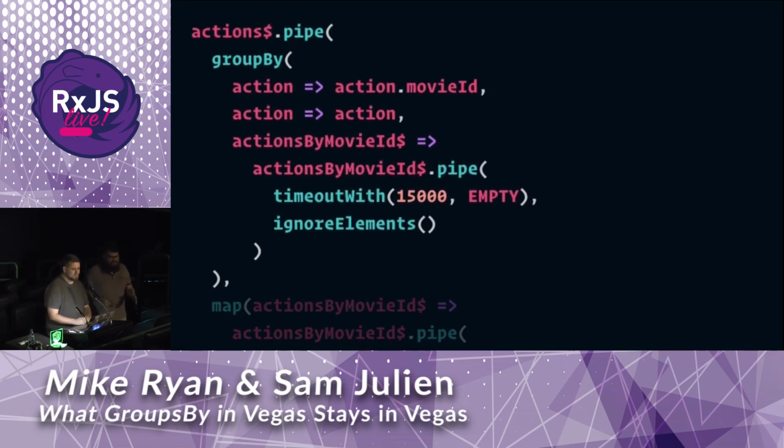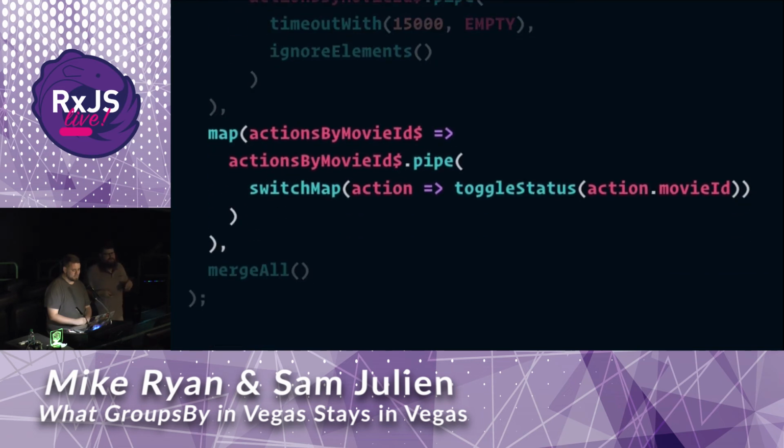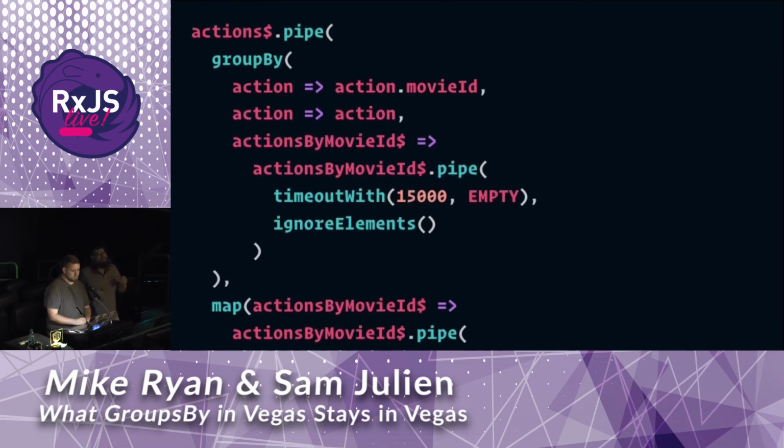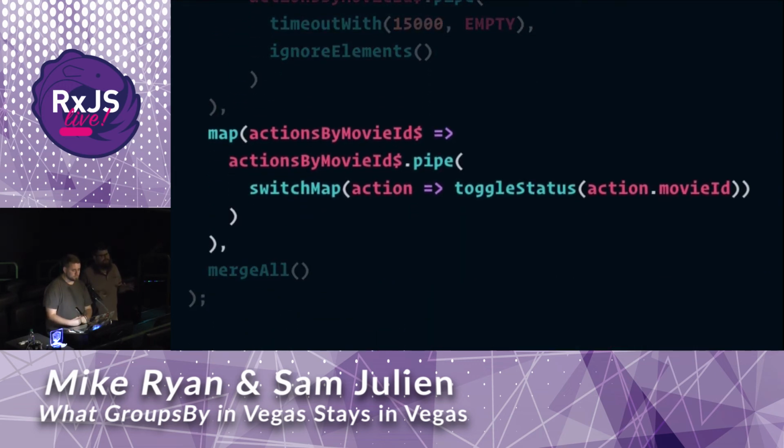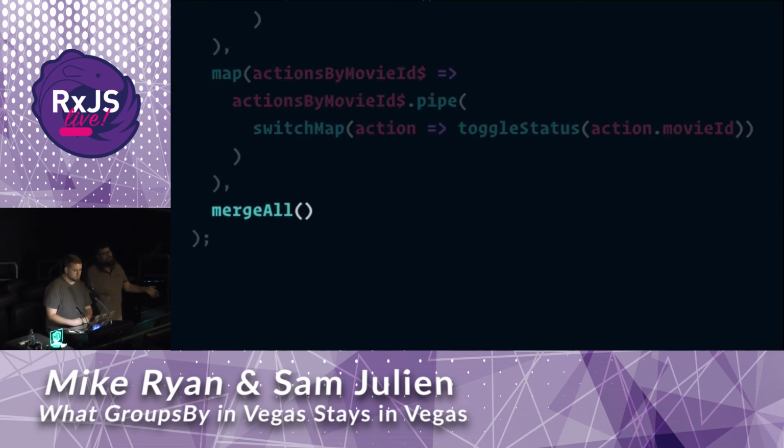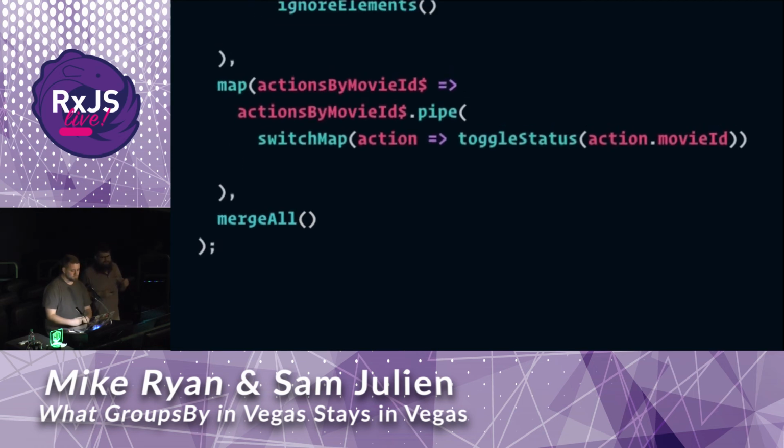So GroupBy, again, we're grouping by, back up. Okay, we've grouped our movies by ID, and then we're cleaning up our groups after 15 seconds and not having any memory leaks. Then we scroll down to the map operator, and here's where we're taking each of those groups and calling our toggle status endpoint. And then at the end, since we've got all these nested observables, these higher order observables, we're going to merge everything down into one observable, flatten everything down.